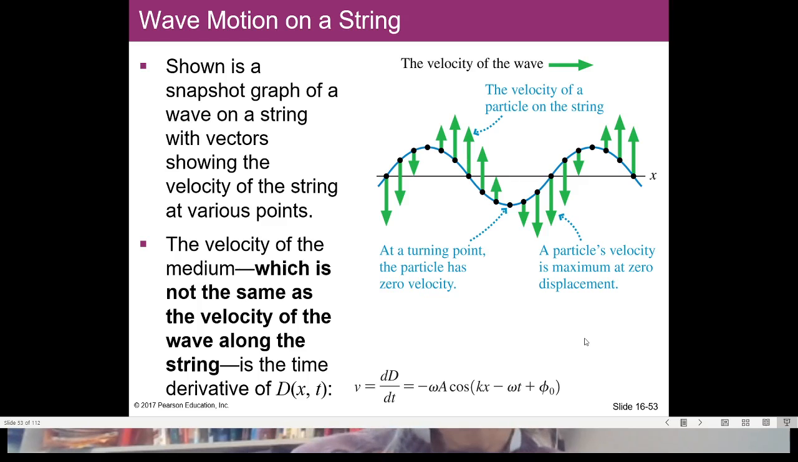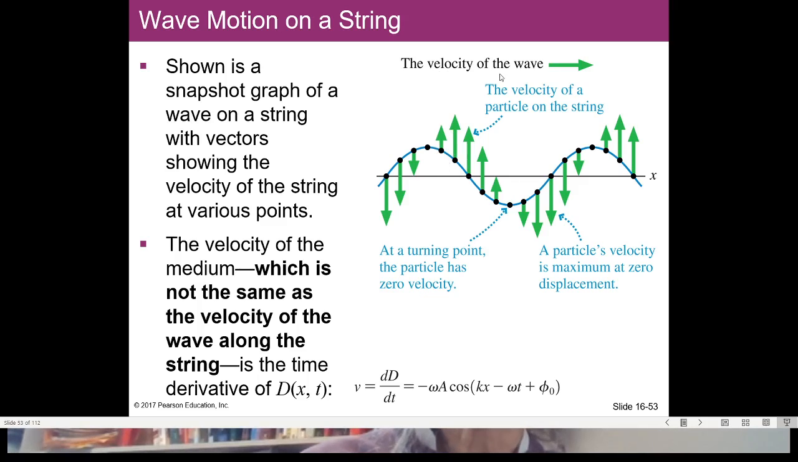Okay. Wave motion on a string. Notice that the actual motion of each point on the string is up and down. The wave itself goes to the side, but the points on the string go up and down. This is characteristic, as we were just saying, of a transverse wave. That is, the disturbance is perpendicular to the wave motion itself. Whereas what I mean by wave motion is the motion of the wave, okay? So the wave is going in the positive x direction, but the wave particles are going up and down.